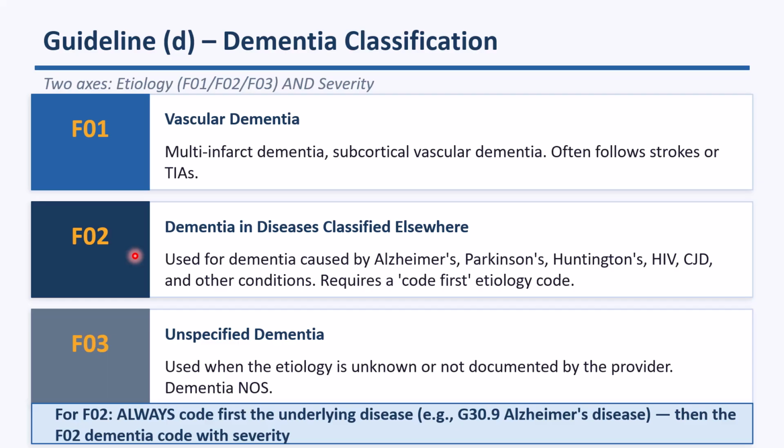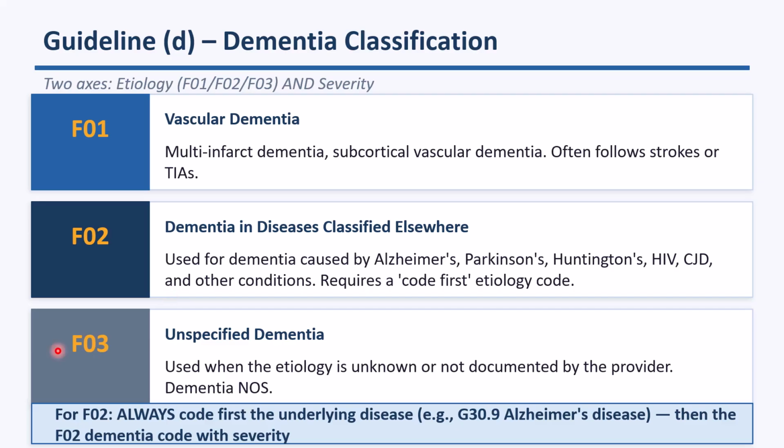F02, dementia in diseases classified elsewhere. This is a big one. It's used when the dementia is caused by another disease that has its own code. For example, Alzheimer's disease, Parkinson's disease, Huntington's disease, HIV, Creutzfeldt-Jakob disease, and others. When you use an F02 code, the tabular will instruct you to code first the underlying disease, meaning you sequence the etiology code before the F02 code. So, G30.9 for Alzheimer's comes before F02.